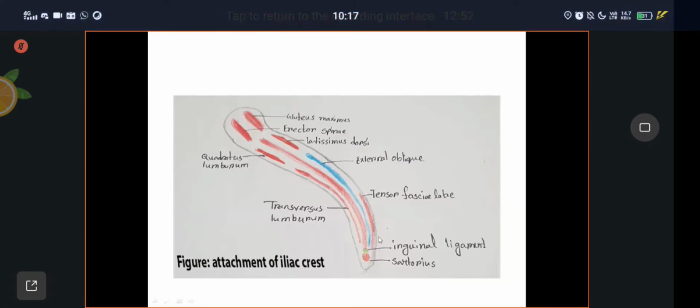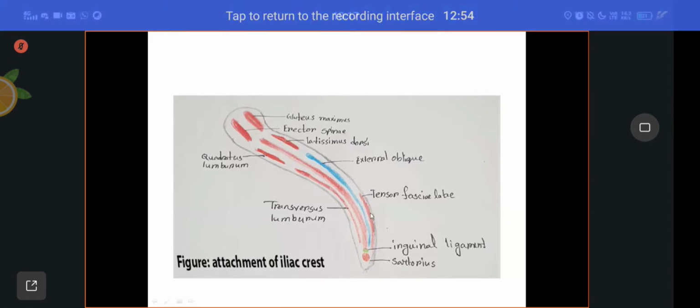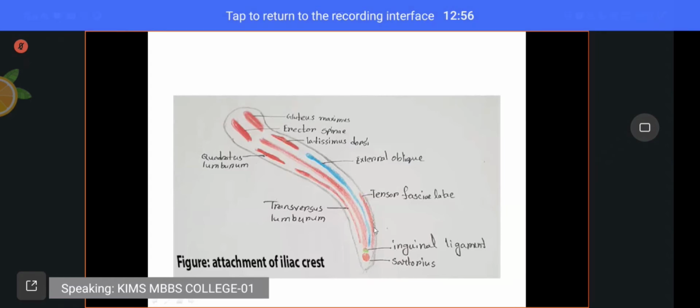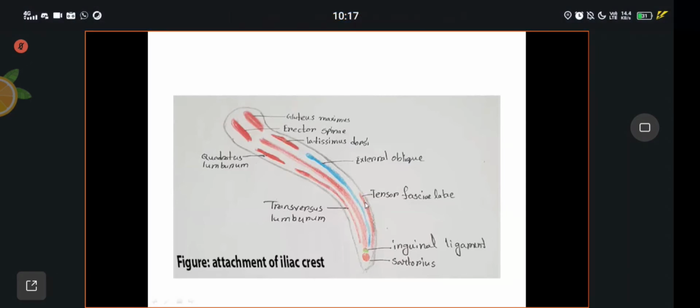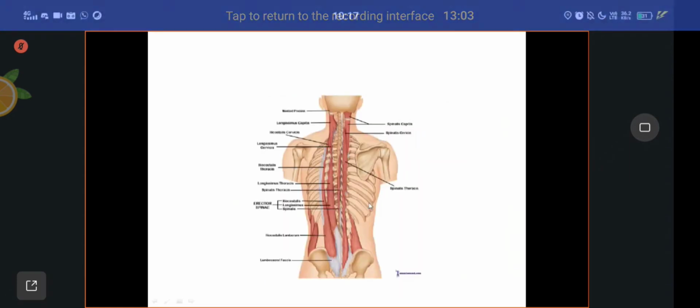The outer lip gives attachment to the tensor fascia lata. Where is this tensor fascia lata? I'll show you if I can get it.